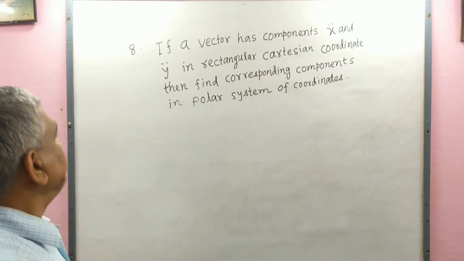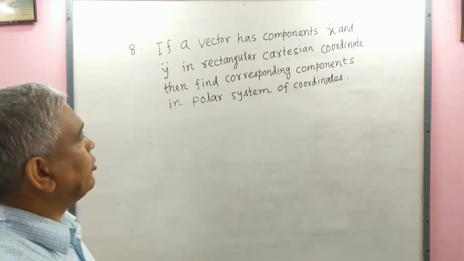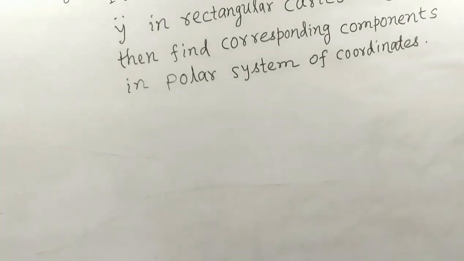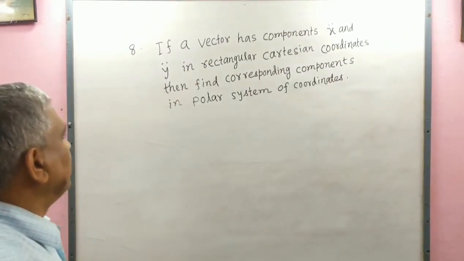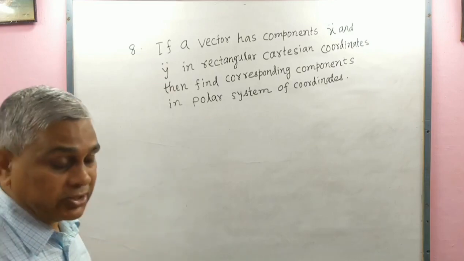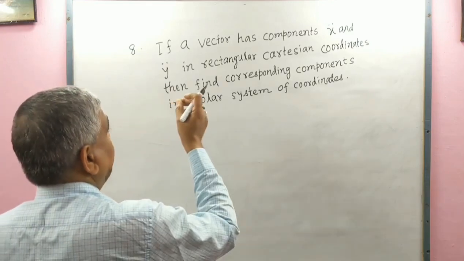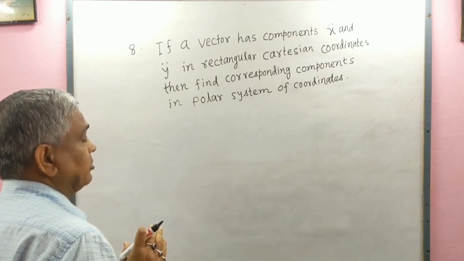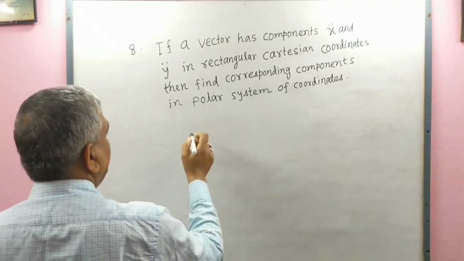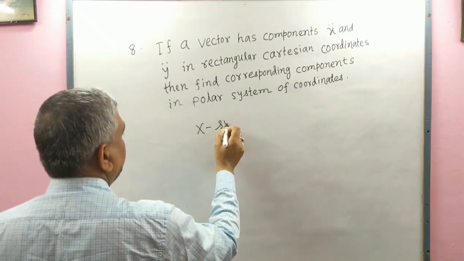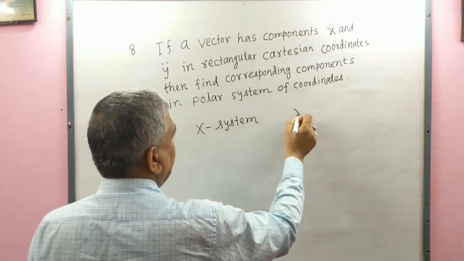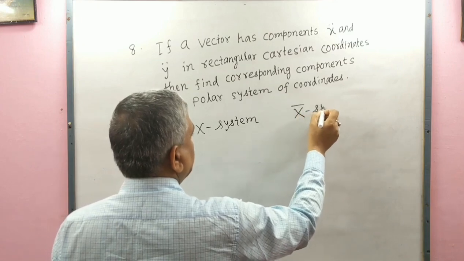In this problem, if a vector has components x double dot and y double dot in rectangular Cartesian coordinates, then find the corresponding components in the polar system of coordinates. Here, there are two systems of coordinates, Cartesian and polar. We generally consider the Cartesian system as the x system of coordinates and the polar system as the x bar system of coordinates.